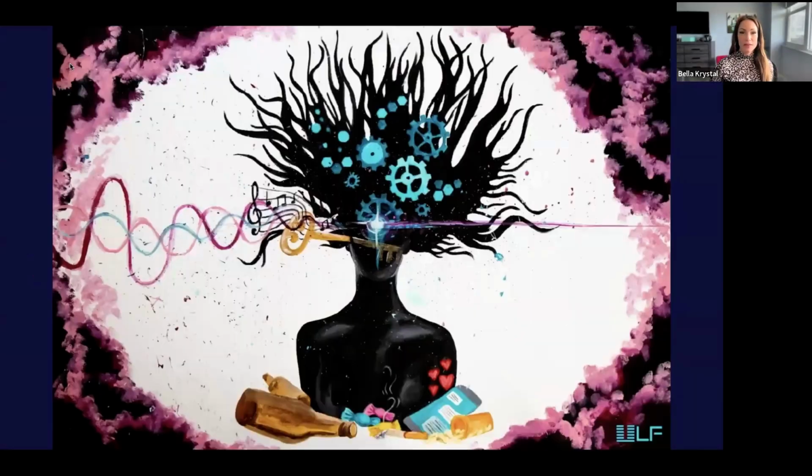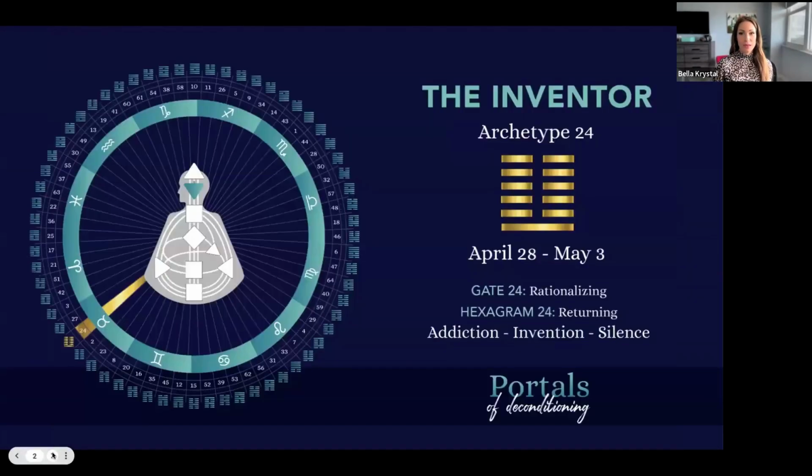Today we're going to speak about the inventor, archetype 24 in Taurus. As usual, I'm starting with a little presentation. This is a depiction of the inventor archetype, and it's Lindsay Foy who painted this a few years ago. The inventor is in transit from April 28th to May 3rd.